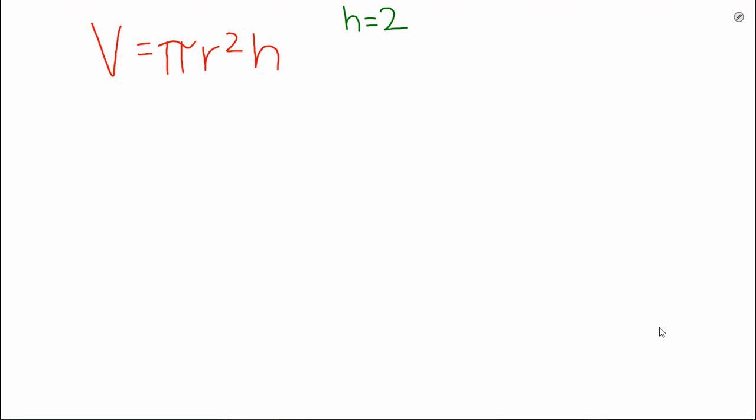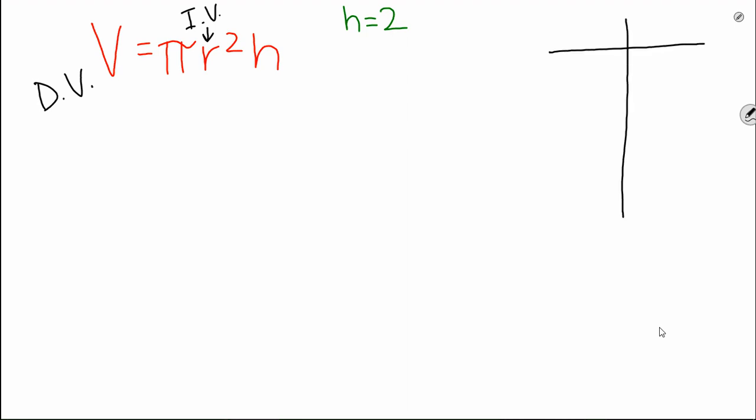So with that information, we can identify that volume is going to be our dependent variable, and that radius is going to be our independent variable. So radius will be our input, and volume will be our output. So from that information, we can create our T-chart, using R for radius as our input, and V for volume as our output.